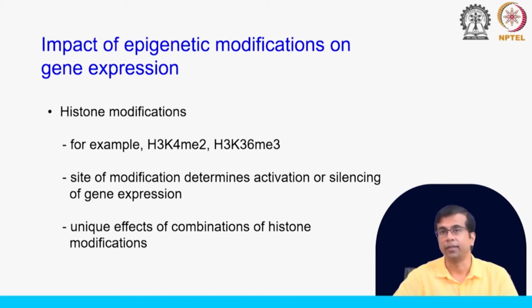So, you can have H3K4me2 with something else, H3K36me3 or some other combinations, right. Again, there are many sites which can be modified. You can have dimethylation, trimethylation, etc., and you can generate these different combinations, and there are unique effects of these combinations. Okay, and this is something that is referred to as histone codes.